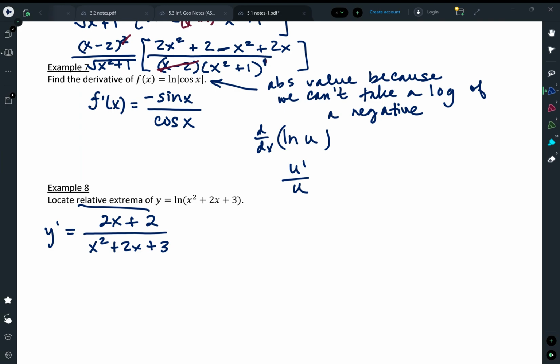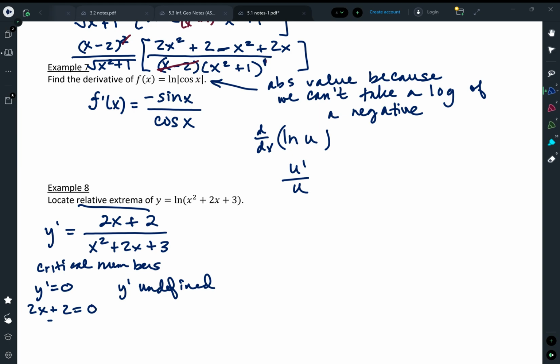And then I need to find my critical numbers. So critical numbers come from making y prime equal to 0 and also seeing where y prime is undefined. So when it's equal to 0, that means numerator equal to 0. So I would want to take 2x plus 2 and make it equal to 0, which means 2x equals negative 2 or x equals negative 1. To figure out when it's undefined, I would set my denominator equal to 0.